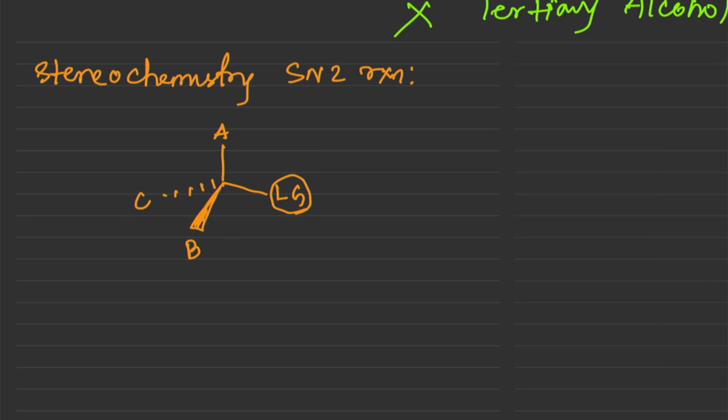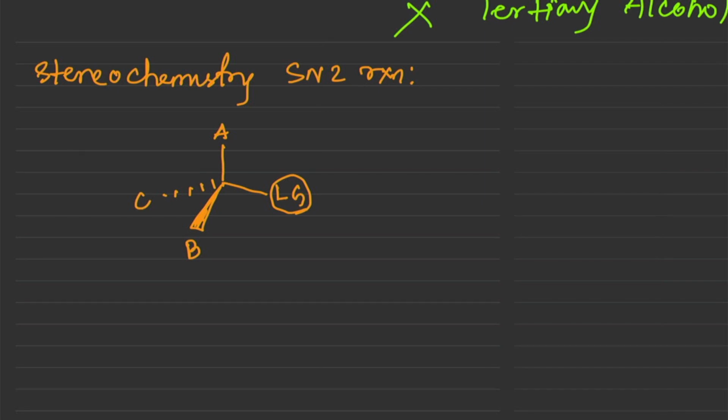So if you're watching this on iPad, this A and the leaving group, they are both in the plane. However, B is out of the plane. B is coming out towards you. C is going behind your screen. Okay, so that's how it looks.